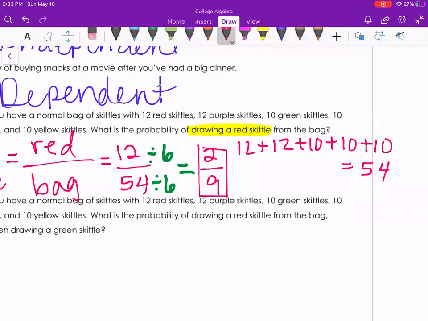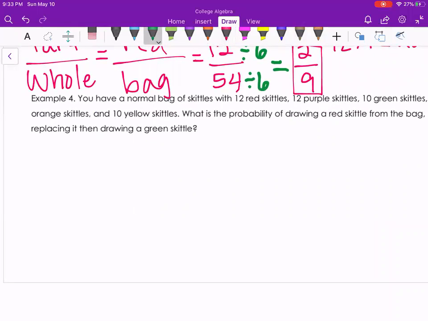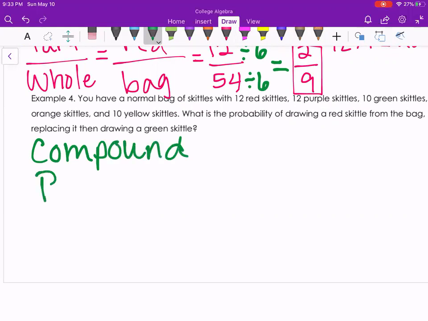All right, guys, now that you have tried the activity and you are comfortable with writing and simplifying your probabilities, we're going to finish up these notes with our last piece here with what's called a compound probability. All right, a compound probability. And let's talk about what that is for a second.